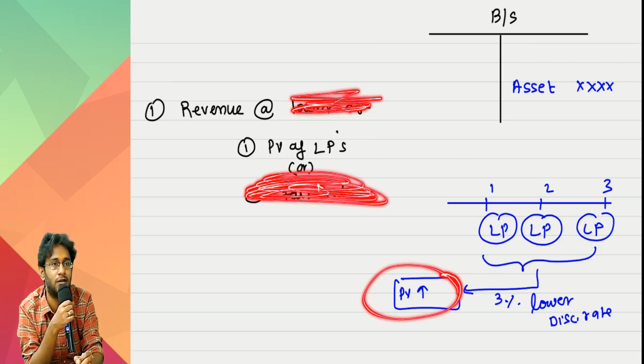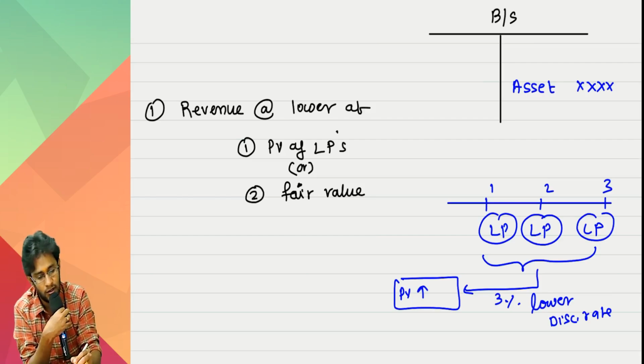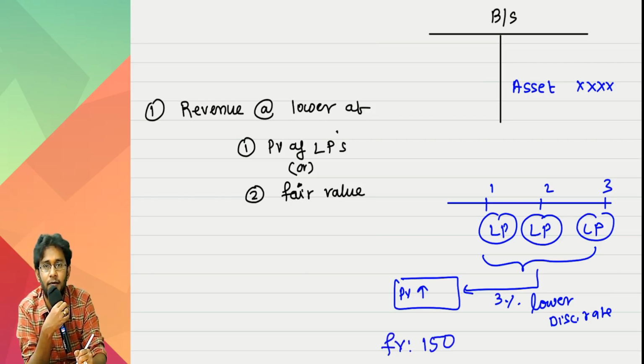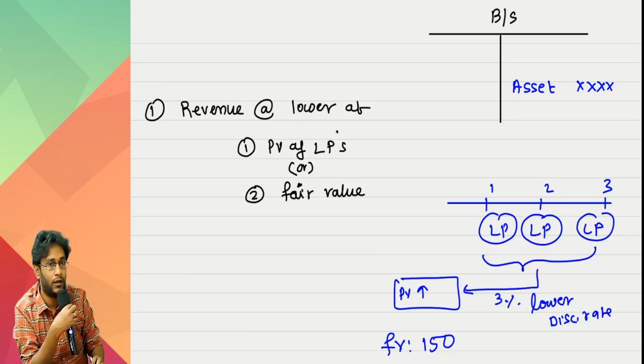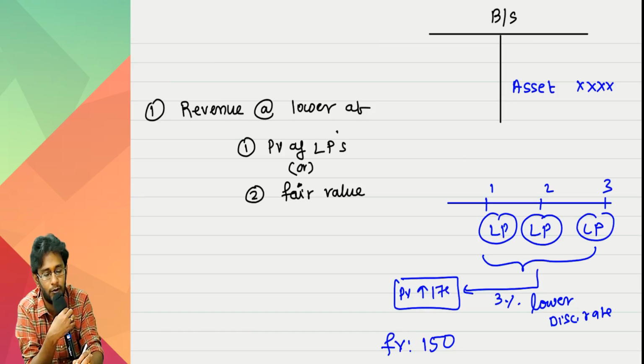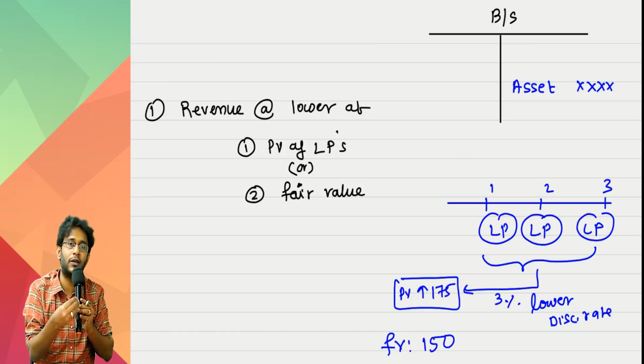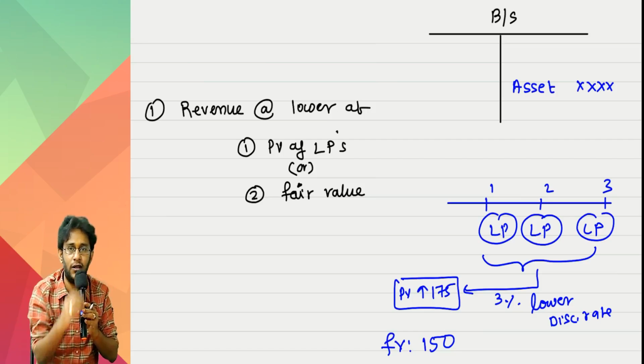The standard says PV of LPs is okay, but the PV of LP cannot exceed the real value of the asset. That means the fair value of the asset. If I sell off this asset today, at 150 I can sell. What you are doing, you used some lower discounting rate in such a way that the present value is coming to 175. Indirectly, what you are trying to do is an amount which has to be recognized as interest income over a period of 3 years.